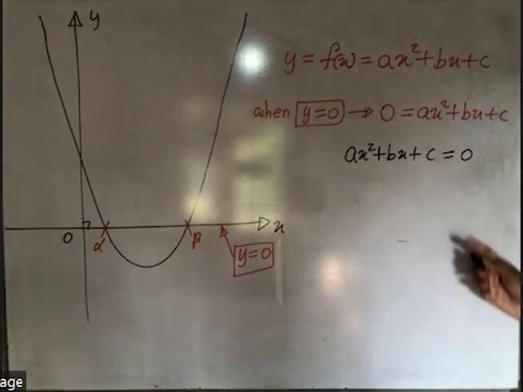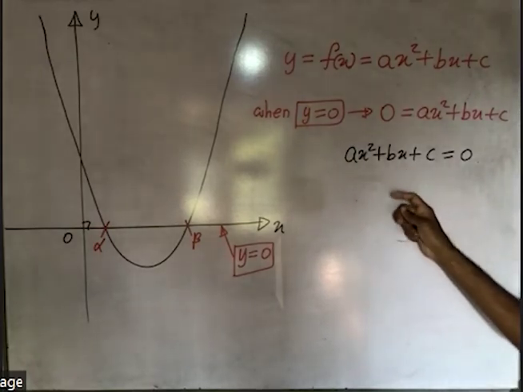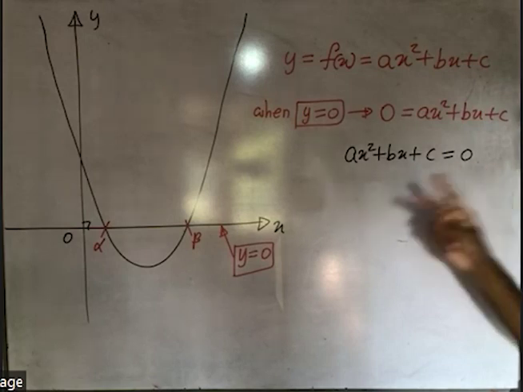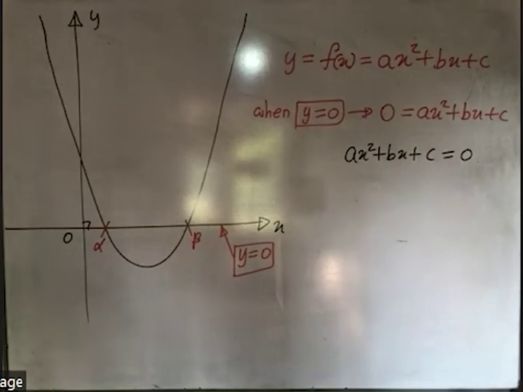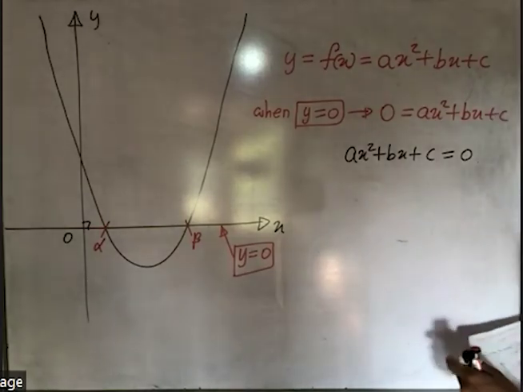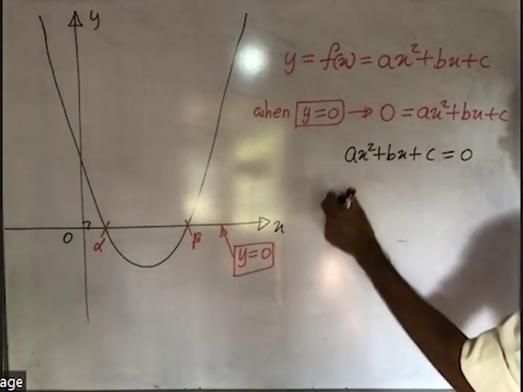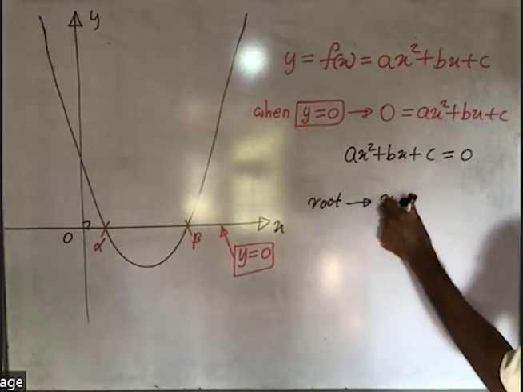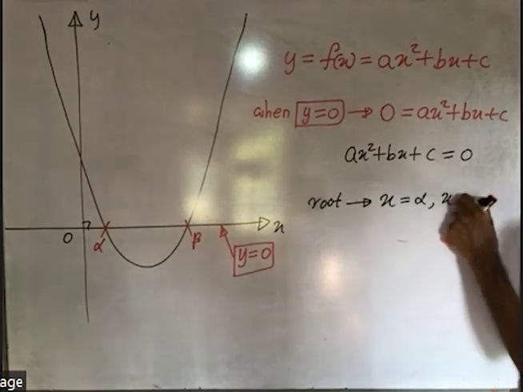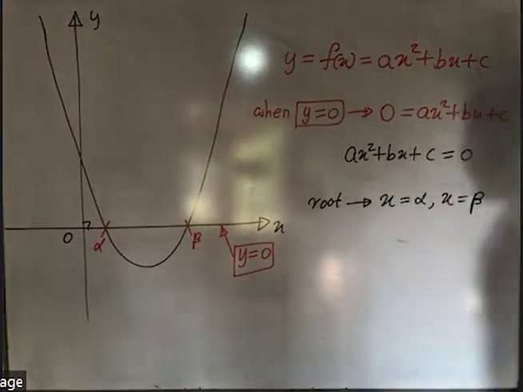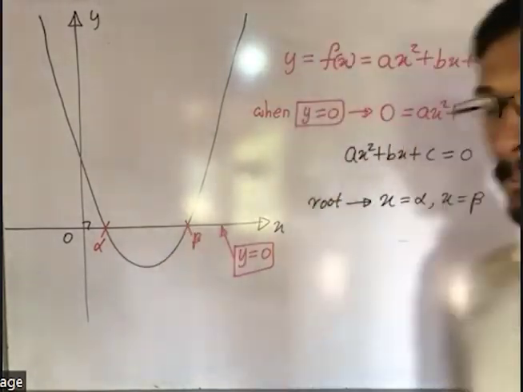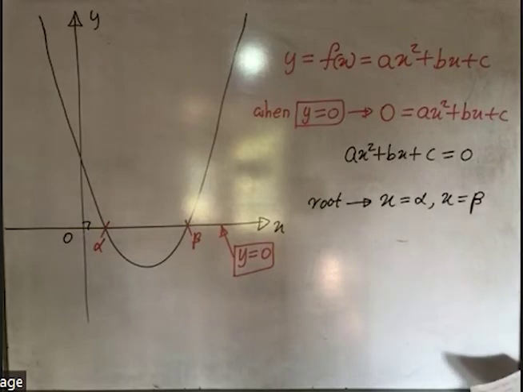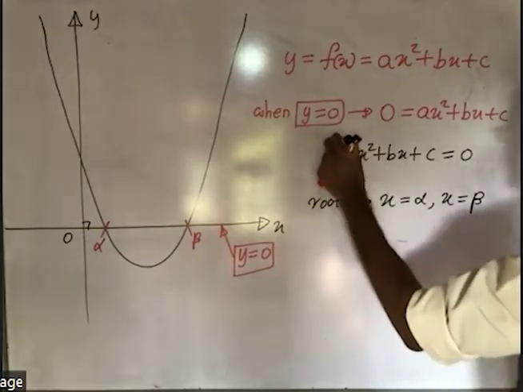If you solve this quadratic equation using the completing the square method, you will get 2 solutions for x because there is an x square term. We call those 2 solutions roots. So the 2 solutions will be x equal to alpha and x equal to beta. Those are the roots of this equation, when y equal to 0.